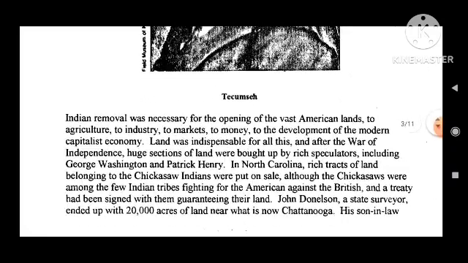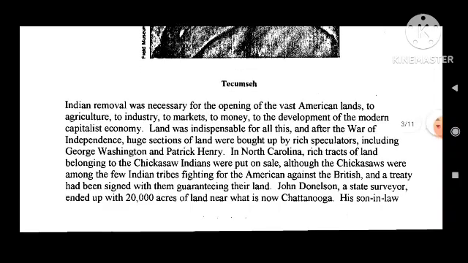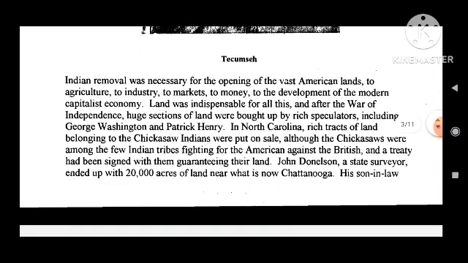Indian removal was necessary for the opening of the vast American lands to agriculture, to industry, to markets, to money, to the development of the modern capitalist economy. Land was indispensable for all this, and after the War of Independence, huge sections of land were bought up by rich speculators, including George Washington and Patrick Henry.